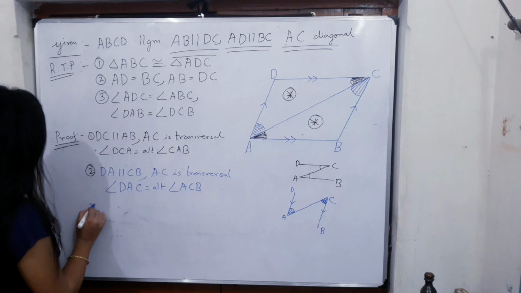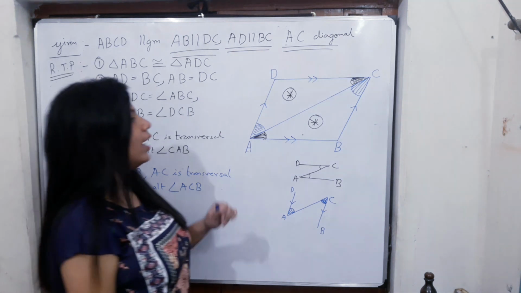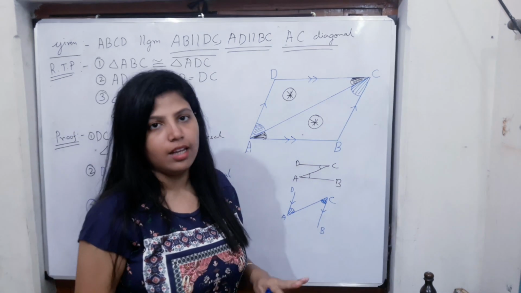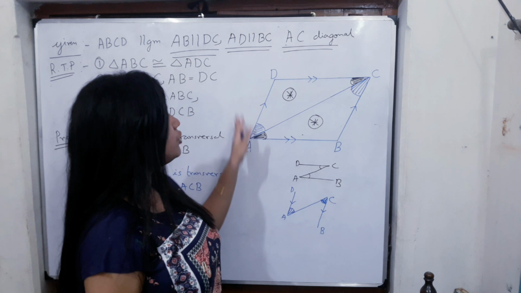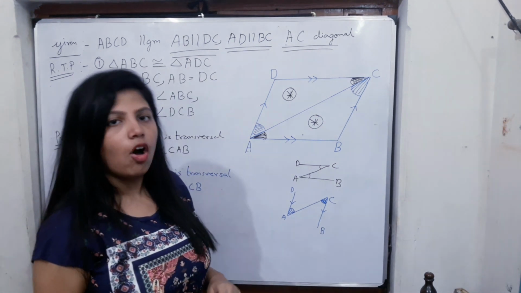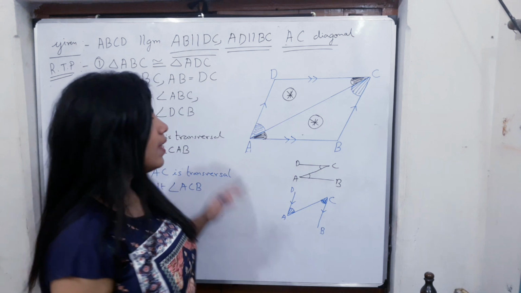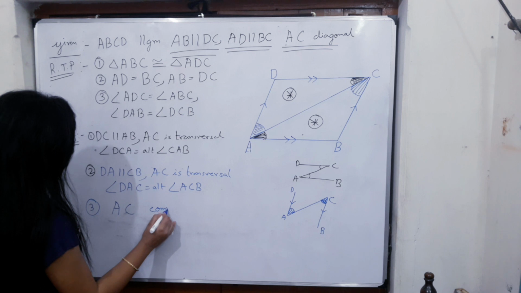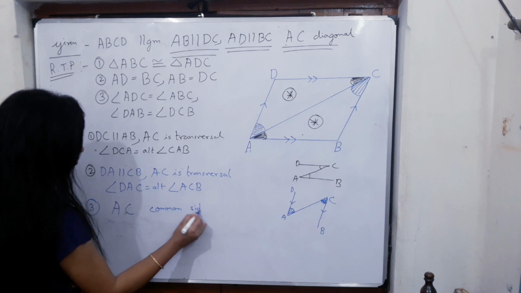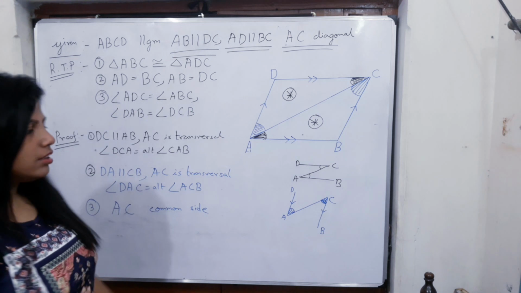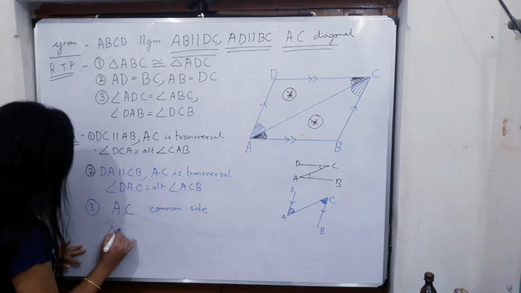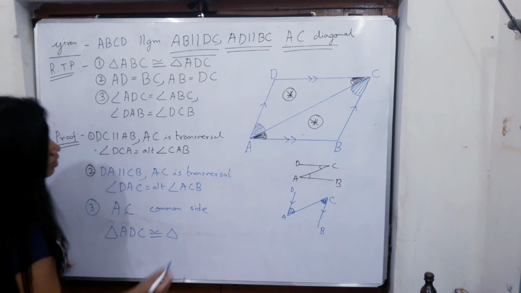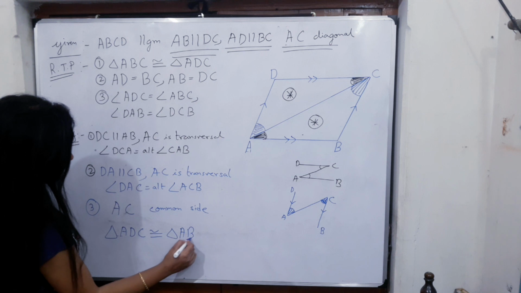Now we need one more point for congruency, and what is that? If you observe that AC belongs to both the triangles. Why? Because AC is part of triangle ADC and AC is also one part of triangle ABC. So we can take that AC is the common side here. 3 points completed. So we can take triangle ADC is congruent to triangle ABC.